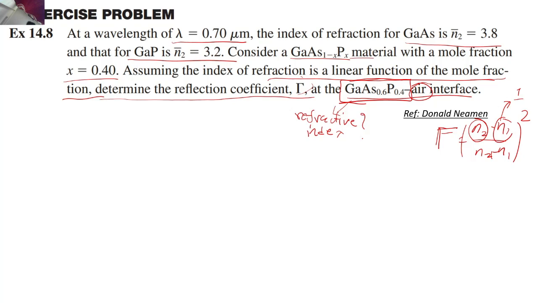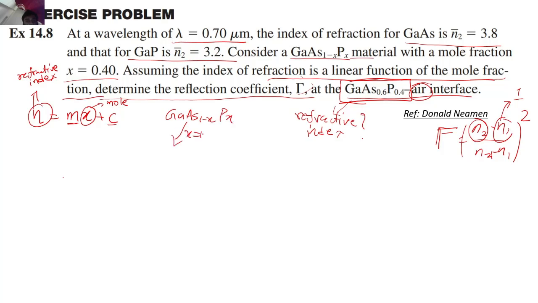So now let's try to do this. They have given it as a linear function, right? So let's say this index of refraction is a straight line with respect to the mole fraction. This is my mole fraction and this is my refractive index. Now we need some conditions to solve for the value of m and the value of c. So let's substitute x equal to 0 and x equal to 1 in this compound.